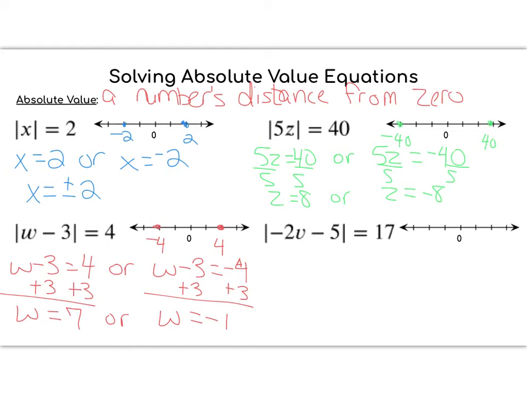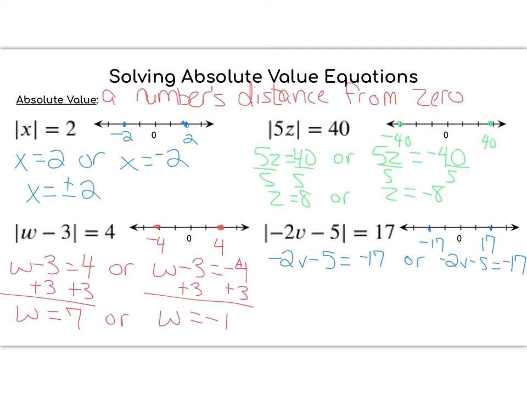Okay, now I have that the absolute value of 2v minus 5 equals 17. Well, what two numbers have an absolute value of 17? 17 has an absolute value of 17, and negative 17 has an absolute value of 17, right? So we're going to take what's inside the absolute value. I get negative 2v minus 5 equals negative 17, or negative 2v minus 5 equals negative 17. So I have two equations to solve.